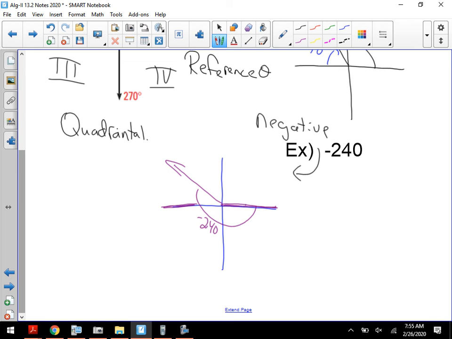It's still a distance away from that, so it's got a 60-degree reference angle. Reference angles will always be positive. How far away? Because when you measure distances, you're always measuring positive distances. Does that make sense? Negative angles can have positive reference angles. No big deal. Right. Not terrible?